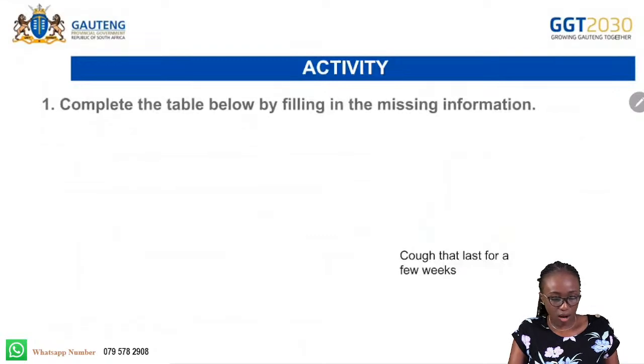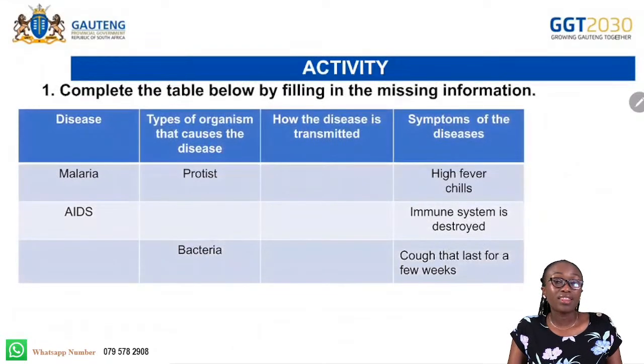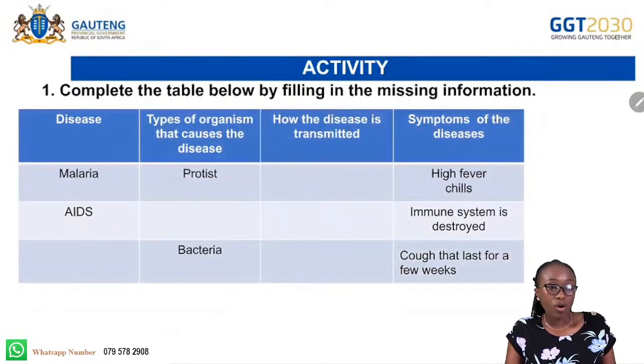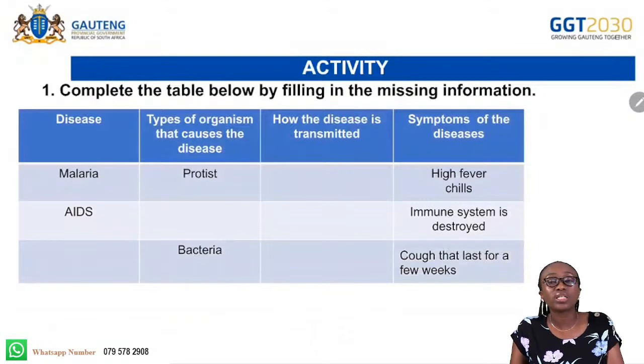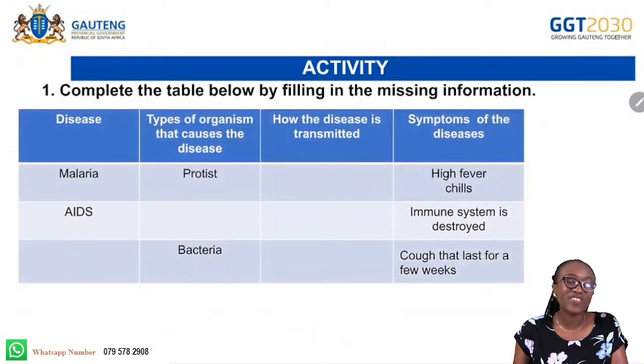All right, so now let's move on to the second activity. You need to complete the table below by filling in the missing information. So we've got columns here: column 1, disease; the type of organism that causes the disease; how the disease is transmitted; and symptoms of the disease. Give yourself 4 minutes to quickly fill in the spaces. Then after 4 minutes, we'll do the corrections together. See you after 4 minutes.